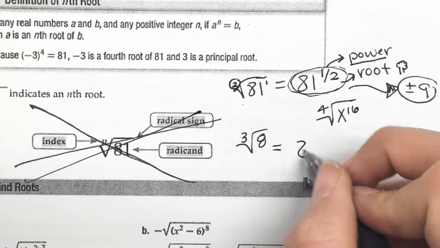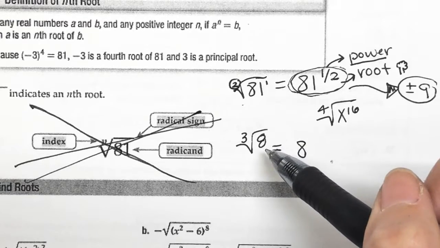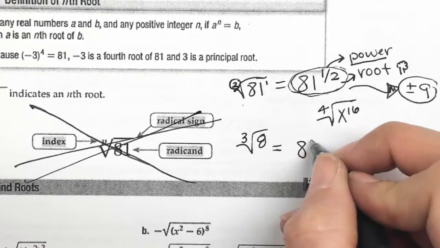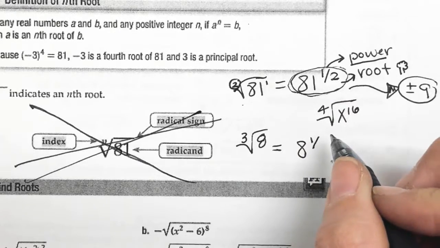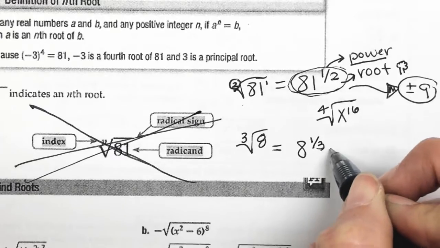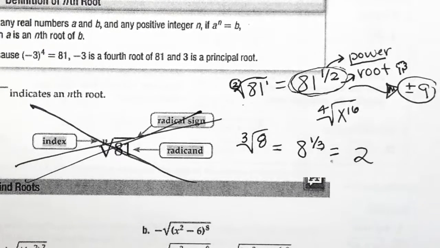So this will be 8 raised to the, what is the power? What now? 1, right? The power's 1 even though it's not there. What is our root? 3. And now we can simplify. What is 8 raised to the 1/3 power? 2. Why couldn't it be negative 2? Why couldn't we write plus or minus 2 on this one?